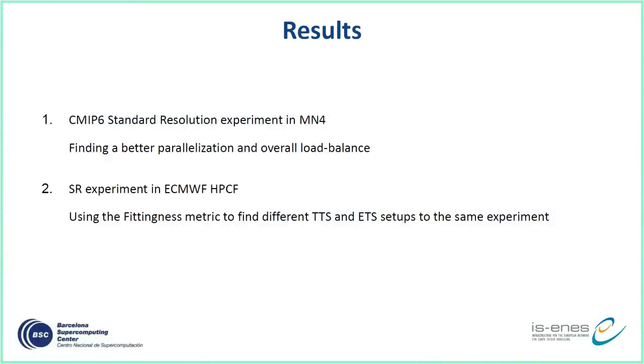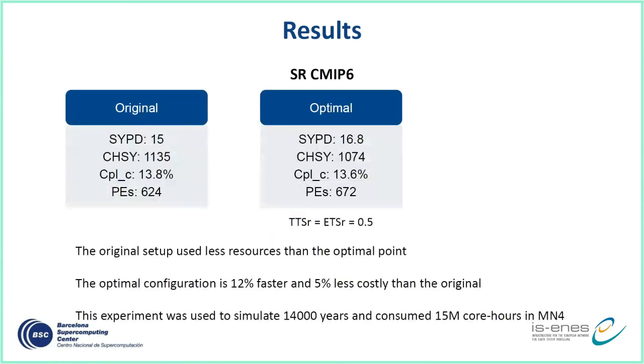And now we will discuss just briefly a couple of results. The first is the standard resolution experiment in the Mare Nostrum 4 machine. It is the same experiment that was used for the CMIP6 exercise. And I will show how we find a better parallelization for the execution, and we will contrast that with other traditional methods. And the other is a standard resolution experiment in ECMWF, and we will show how the fitness metric can help us to end up with more energy or time to solution oriented setups for the same experiment.